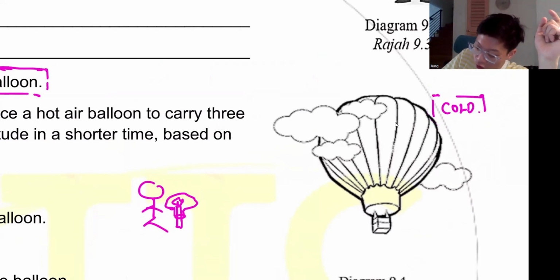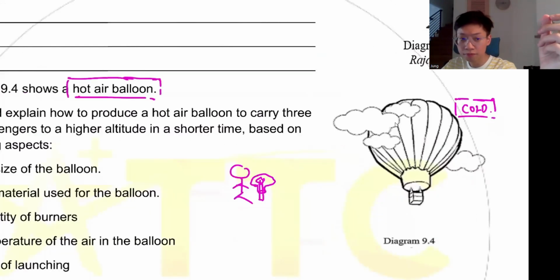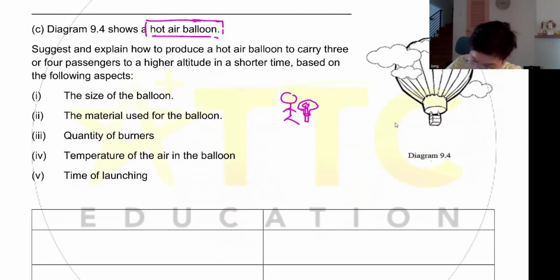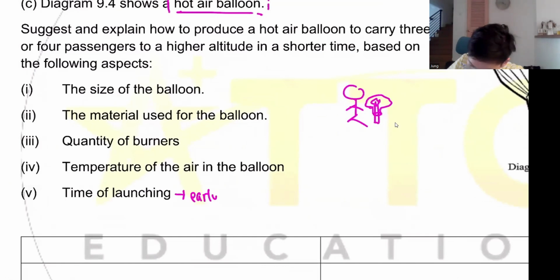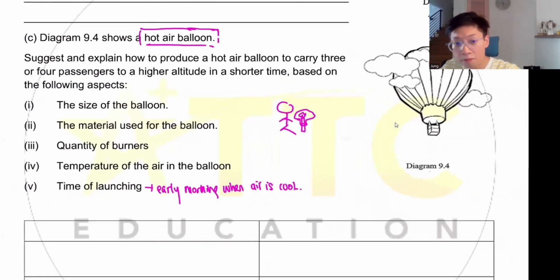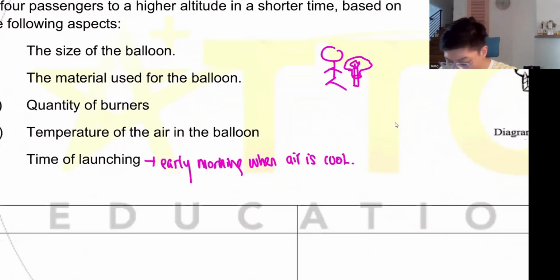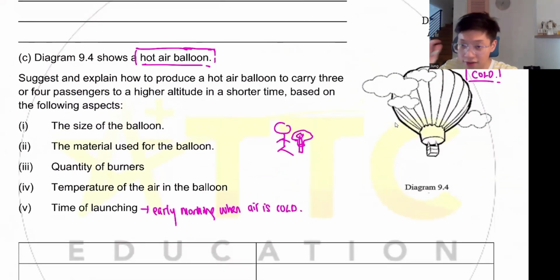That's why if you go to Turkey and see hot air balloons, the time of launching is usually early morning when the air is cool. Yes, it is early morning when the air is cold, or cooler. Now, why do you need the surrounding air to be cold?